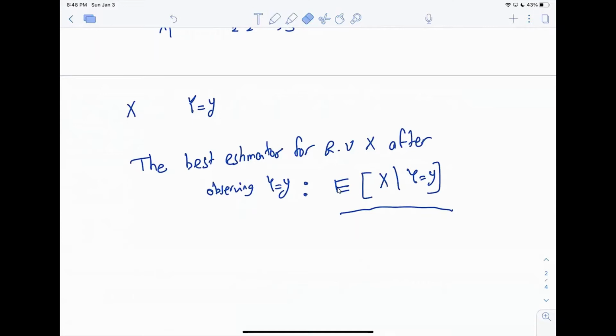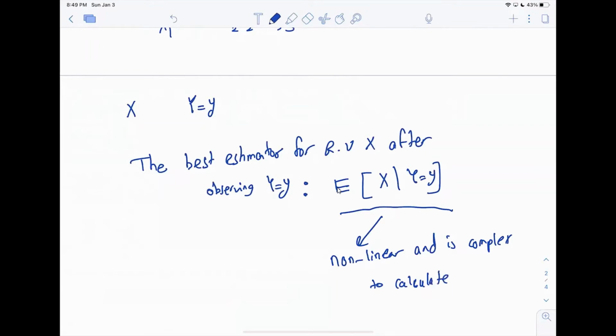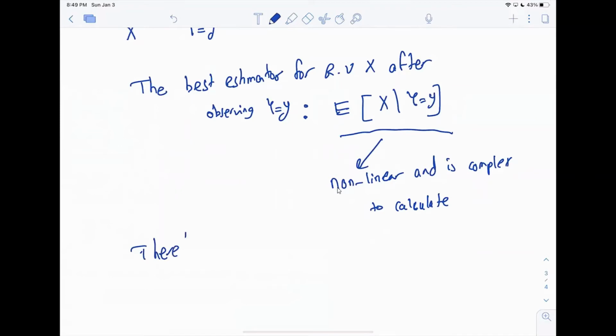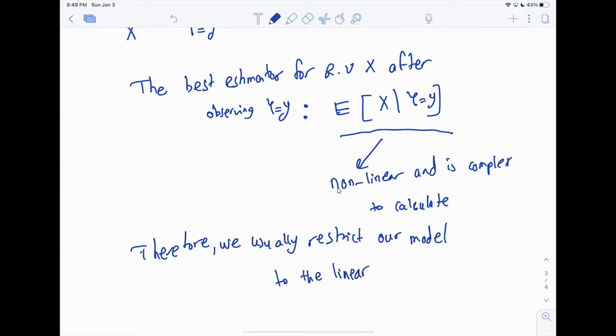Now, what are the disadvantages of this equation? This equation in general is nonlinear and it's complex to calculate. In a lot of real world problems, this equation is not easy to calculate and is in general nonlinear. Therefore, in MMSE problems, we usually restrict ourselves to a class of linear MMSE.